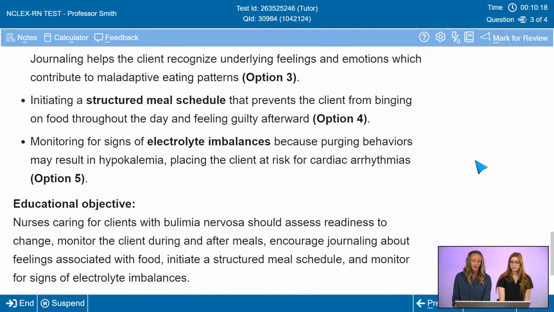Lastly, we have monitoring for signs of electrolyte imbalances, as a lot of times with clients experiencing purging behaviors like vomiting, they may result in hypokalemia, which can also impact cardiac arrhythmias, which you can kind of talk on.